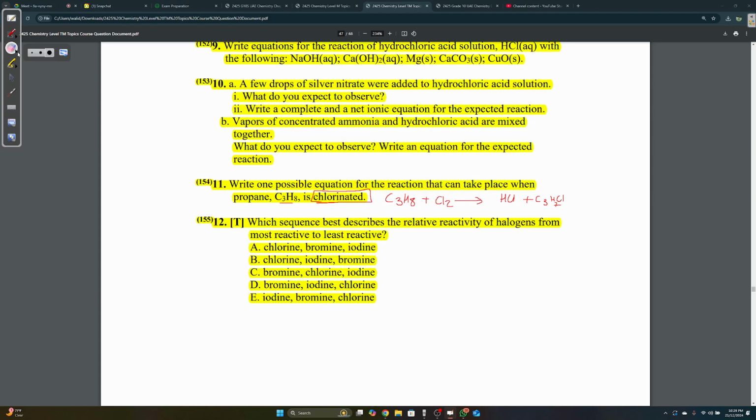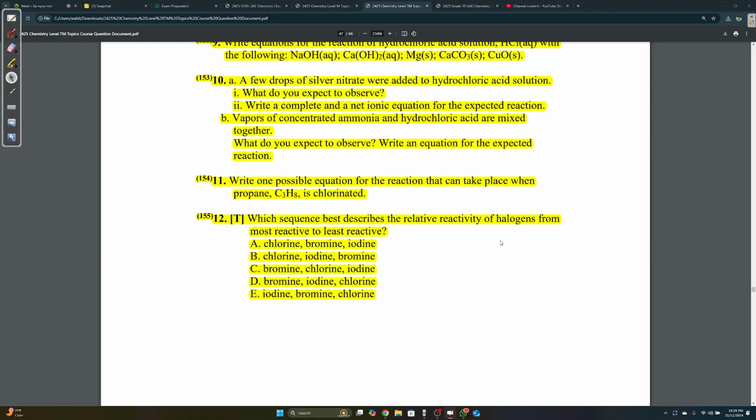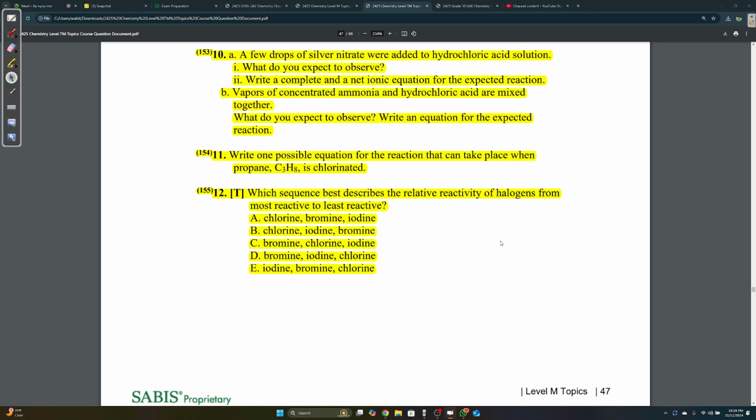Question 12. Which sequence best describes the relative reactivity of halogens from most reactive to least reactive? Very, very important, F, Cl, Br, and I. I'm 100% sure this will come in your exam. F, more reactive than Cl, more reactive than Br, more reactive than I. It goes from up to down. Reactivity decreases as you go down.